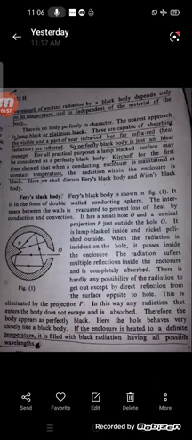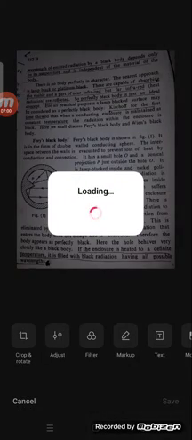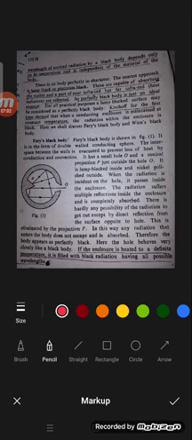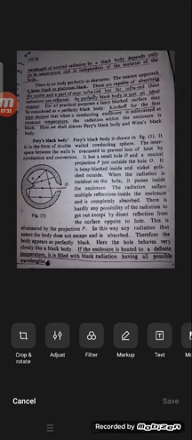The wavelength of the emitted radiation depends completely on its temperature. The radiation emitted by a black body depends only on its temperature, and not on the material used for the black body. Generally, there is no perfectly black body in nature, but the nearest approach that we consider is lamp black or platinum black.